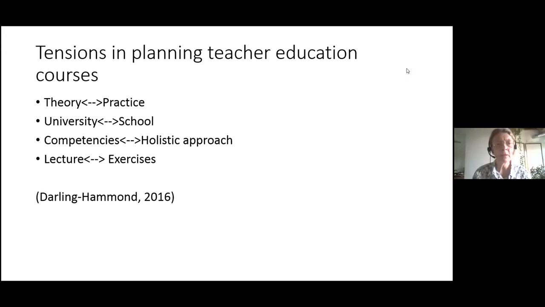The other problem is the approach: do we look at developing individual competencies in teachers, or do we take a much more holistic approach to developing the teacher learner as a person who is going to be able to work in school? And then within the university, we have the tension between who does what in the lecture and who does what in the exercises, and how do we balance the two things together? I'm referring to Darling-Hammond 2016, thinking about those different things.